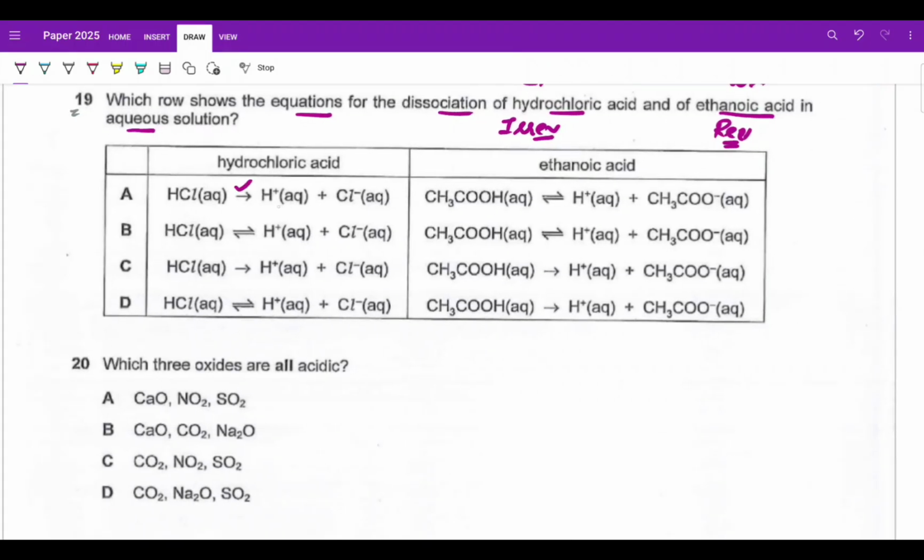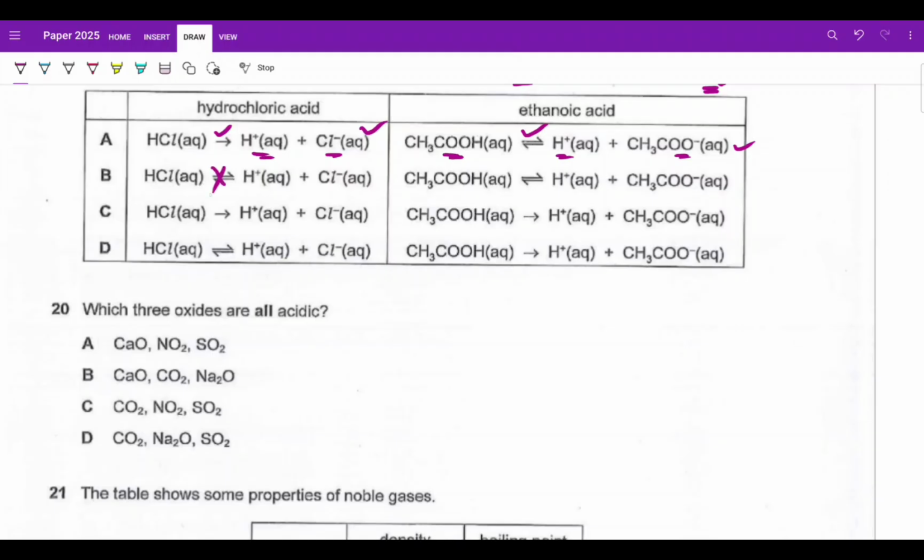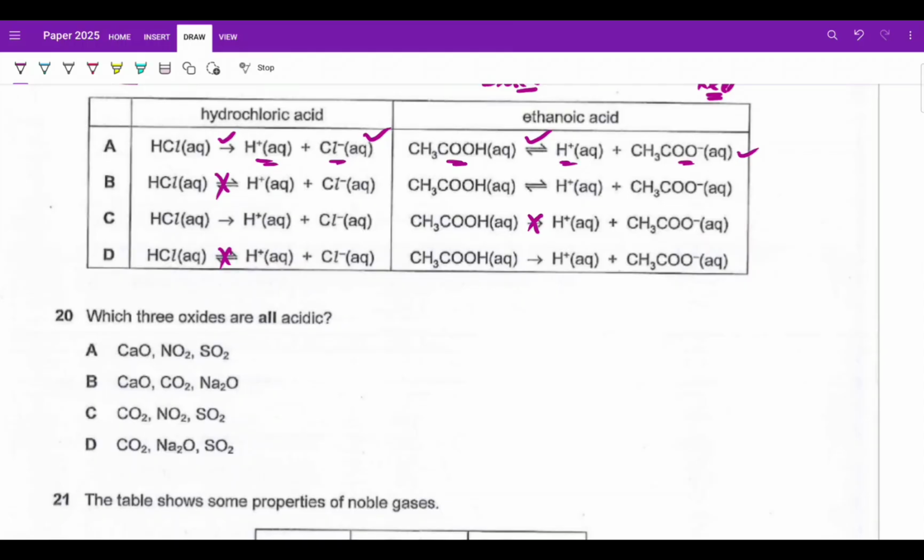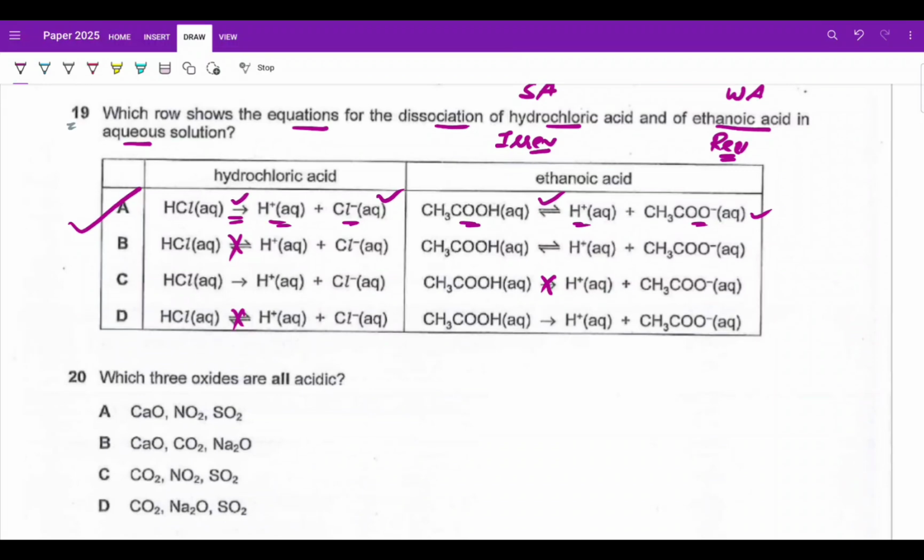HCl, irreversible dissociation forming H+ and Cl-, it could be correct. CH3COOH, reversible dissociation forming H+ and CH3COO-, A could be the correct answer. HCl, reversible, no. HCl forming H+ and Cl- reversible, no. Therefore, the answer is A, in which HCl is forming H+ and Cl- in an irreversible reaction, and acetic acid CH3COOH reversibly forming H+ and CH3COO-. Question 19, option A is the answer.